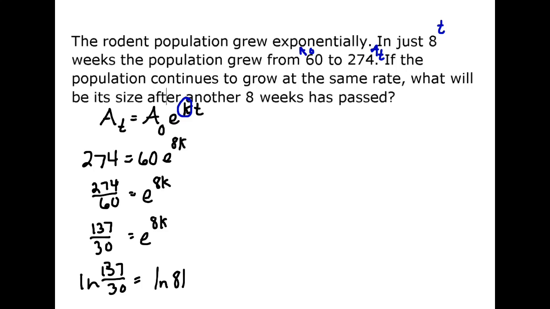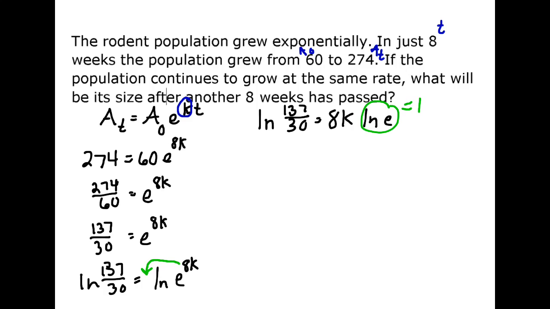Whenever you solve an exponential equation, you take the natural log of both sides. That allows you to use the power rule for logarithms, so we can move the 8k down and make it a coefficient. So we have natural log of 137 divided by 30 equals 8k times natural log of e, and then the natural log of e is equal to 1. So I just have to divide the 8 out. So I'll write 1/8 times the natural log of 137 divided by 30, and that will equal k.